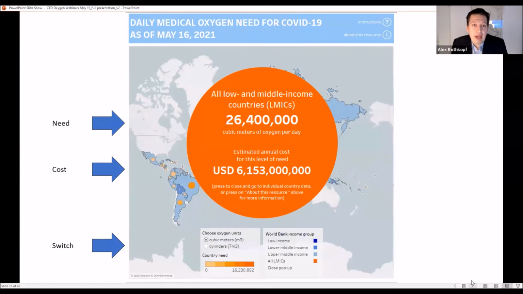So here you have a really data-driven tool that allows you to advocate for oxygen need on a country-by-country basis or on the globe. What I wanted to highlight is how it depends on the COVID-19 infections, because that's our baseline driver.